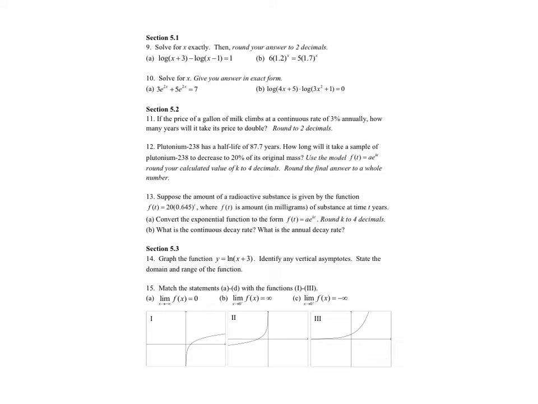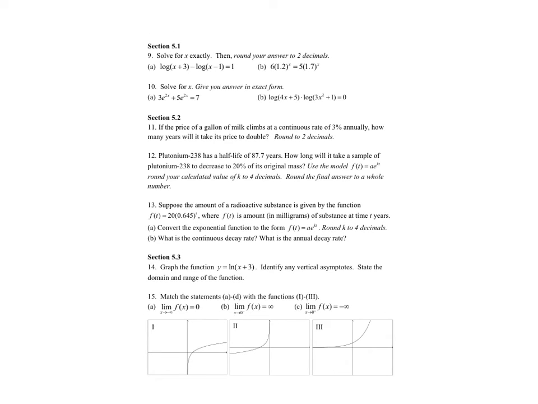So for the first one, I want to solve for x exactly. If I have log of x plus 3 minus log of x minus 1 equals 1, the first thing I can do is combine these two logs into a single log. So I get log of (x plus 3) over (x minus 1) equals 1.